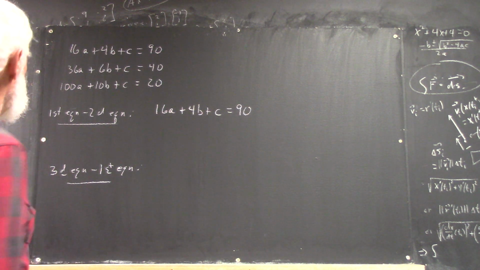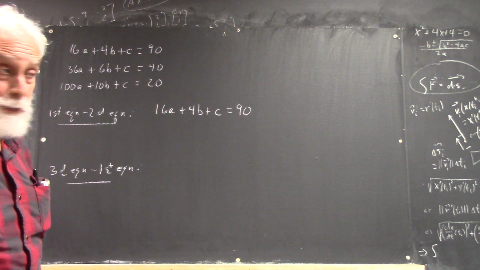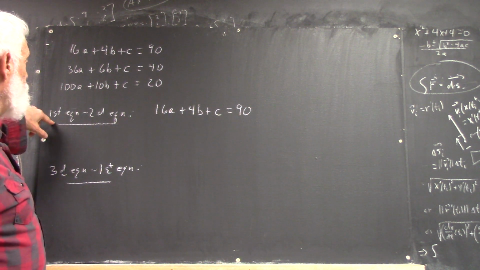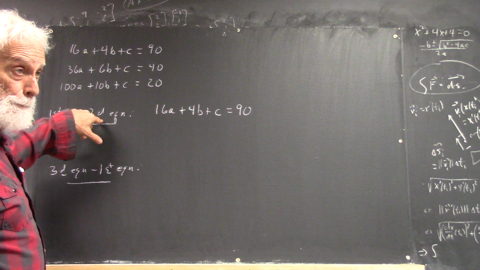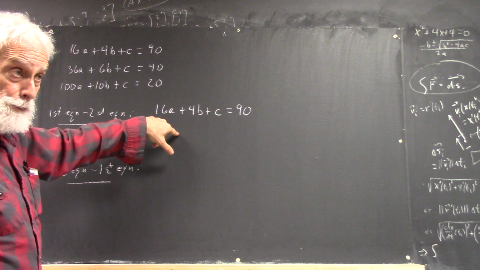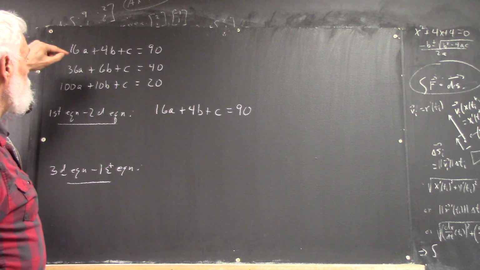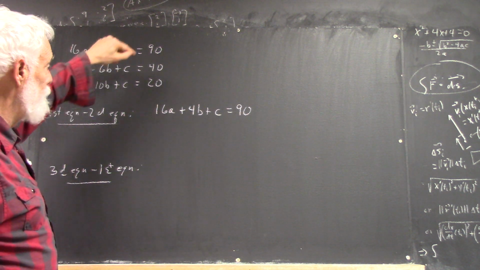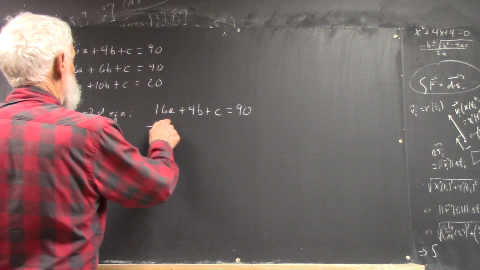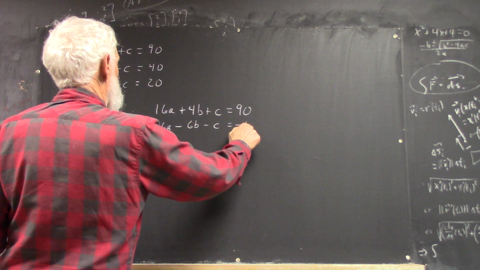Okay. We've got three equations that we could get from three points in a flow from the cylinder, right? And then I asked you to do the first equation minus the second equation, right? Okay, so the first equation is right there. If you subtract the second equation, then you're going to have a minus 36a and a minus 6b and a minus c and a minus 40, right? So you could write that as minus 36a minus 6b minus c equals negative 40.